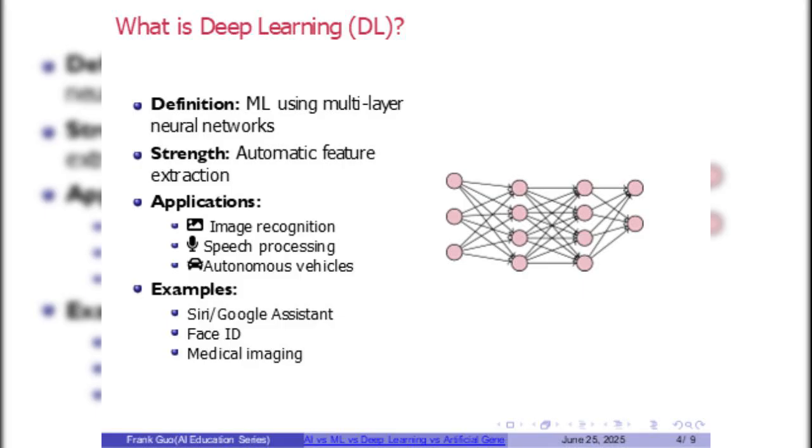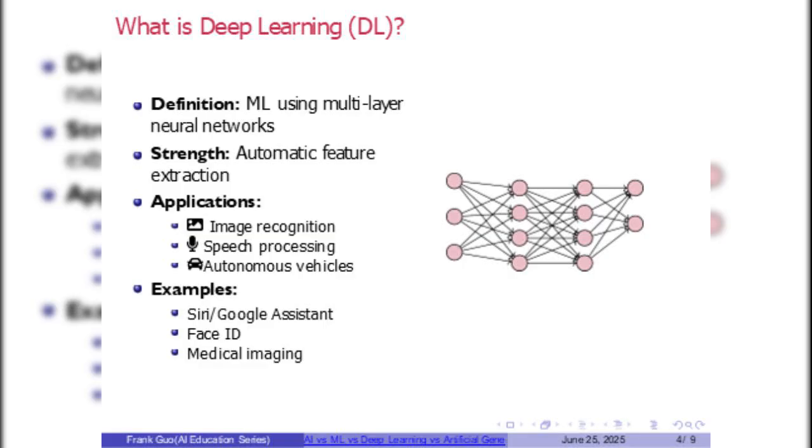It's especially useful for big, complex tasks like image recognition, like detecting objects in photos; speech processing, like turning your voice into text; autonomous driving, where cars understand the road through cameras and sensors. Some examples you might know are Face ID on your phone, Siri or Google Assistant that respond to your voice, and medical imaging tools that help detect diseases from scans.